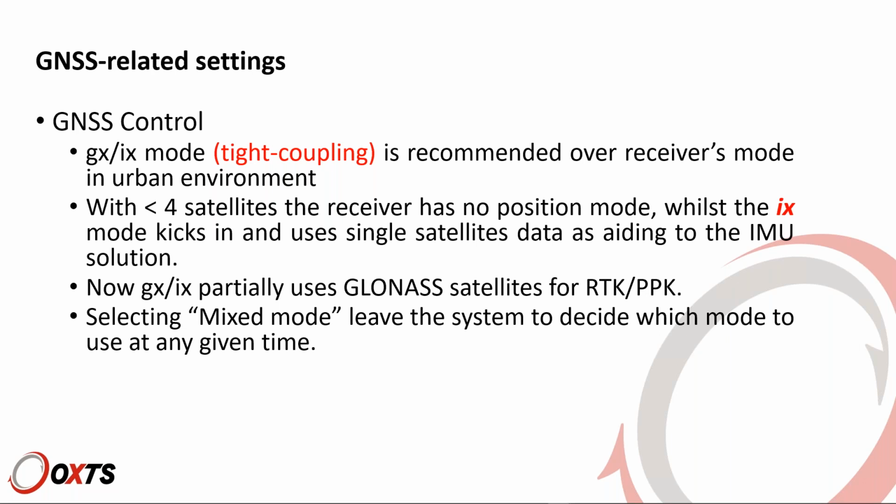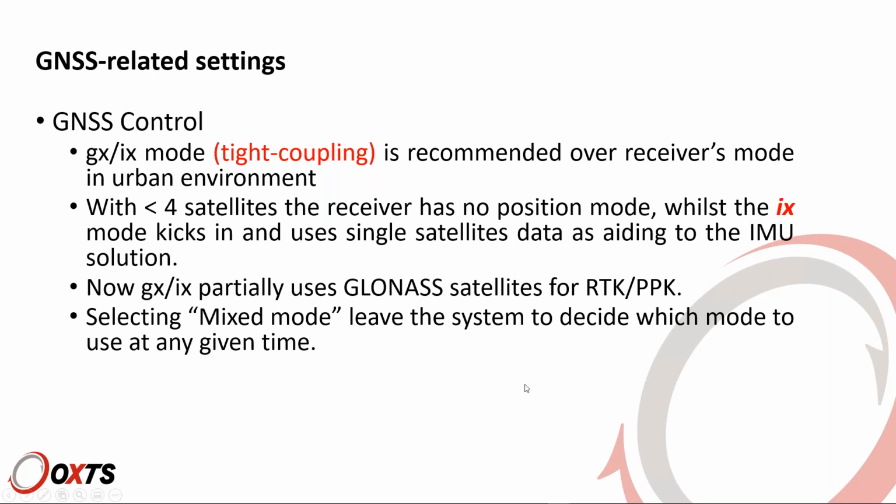GX/IX is compatible with GPS satellites through all modes up to GX Integer. It is compatible with GLONASS up to GX Diff with all kinds of base stations. It is partially compatible with GLONASS at GX RTK or GX Integer level. Partially compatible means that you have to have a compatibility between the GNSS receiver on the unit and the GNSS receiver on the base station that is providing these corrections.